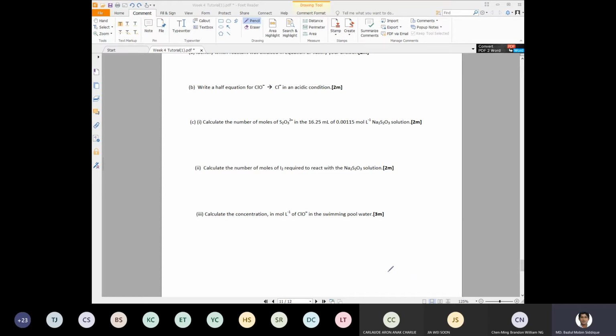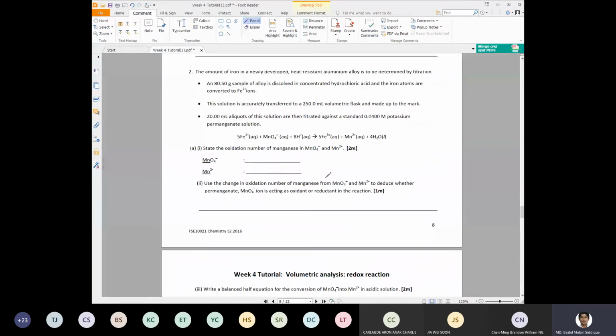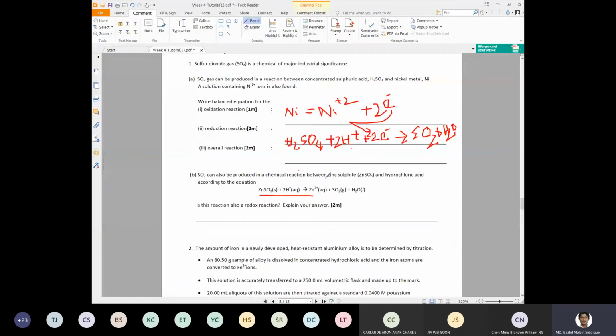Q1B, why is it not a redox reaction? Okay, going there, question 1. It is not a redox reaction, because you see here zinc has positive 2 charge on this side, and oxygen is negative 2, that means 3 times 2, 6, and sulfur has positive 4 on this side. So altogether it is 0, because it is not carrying any charge.